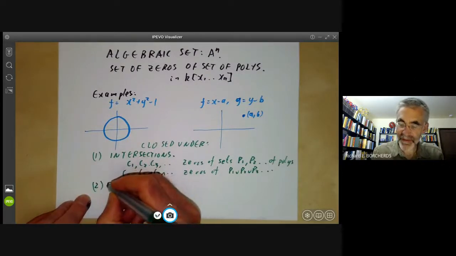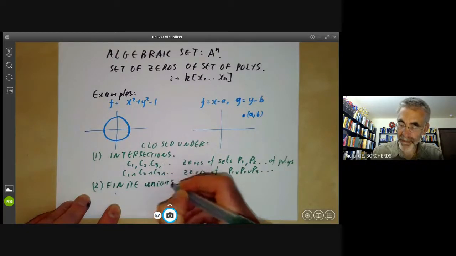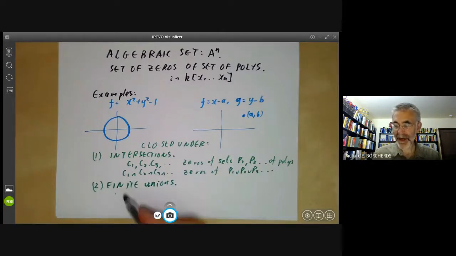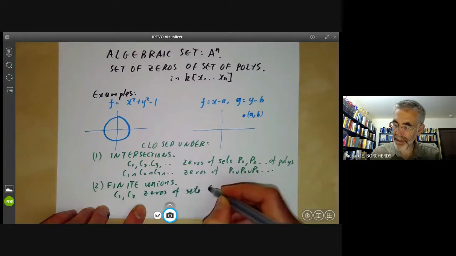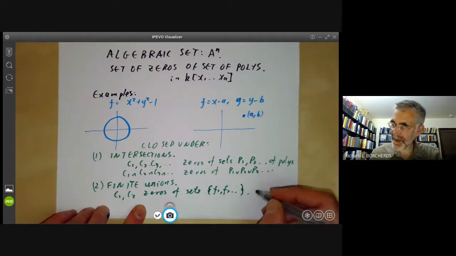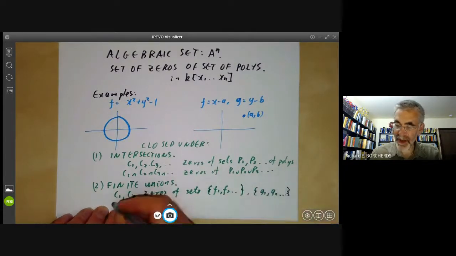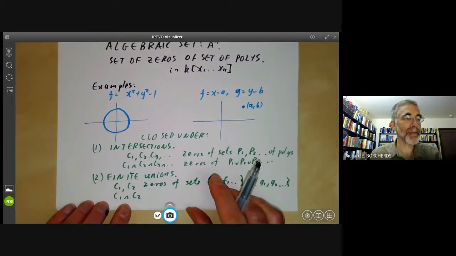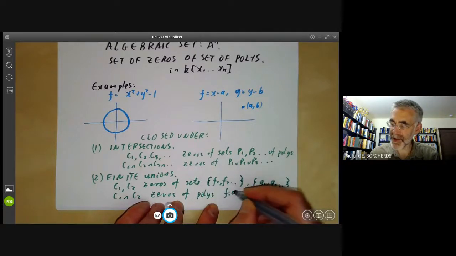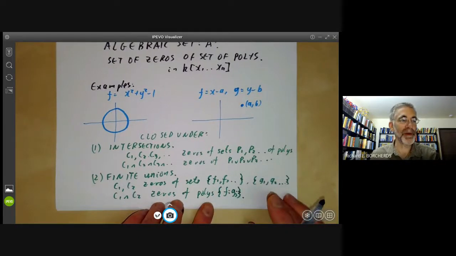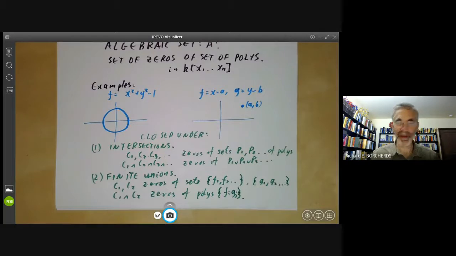They're also closed under finite unions. And you've got to be a little bit careful here, because the union of two algebraic sets is not given by the set of zeros of the intersection of their polynomials. Instead, if C1 and C2 are zeros of sets F1, F2, and so on, and G1, G2, and so on of polynomials, then C1 ∪ C2 is the set of zeros of the polynomials FiGj. So we have to take all products of pairs of these polynomials. And you notice this doesn't work for infinite unions, because for that we'd have to take the product of an infinite number of polynomials, which doesn't really make sense.